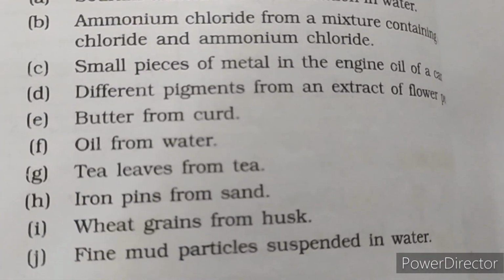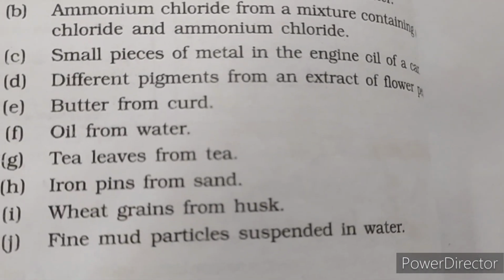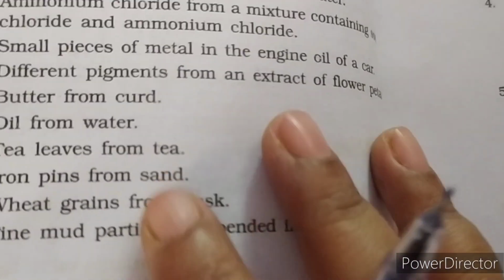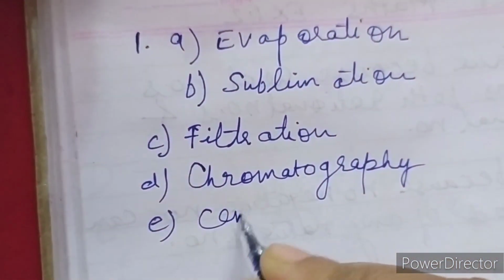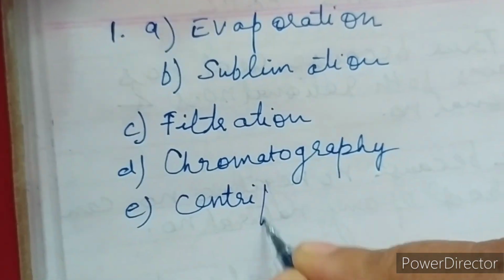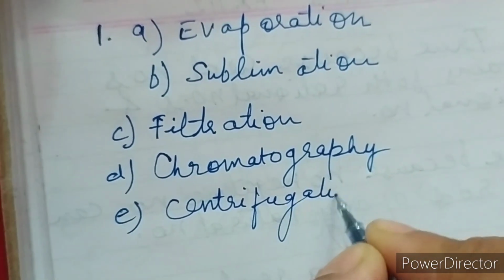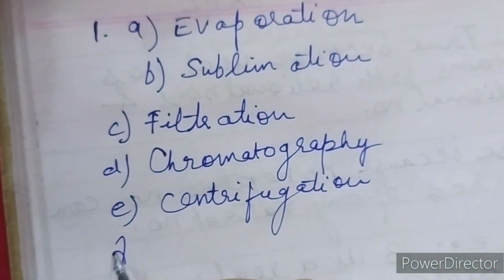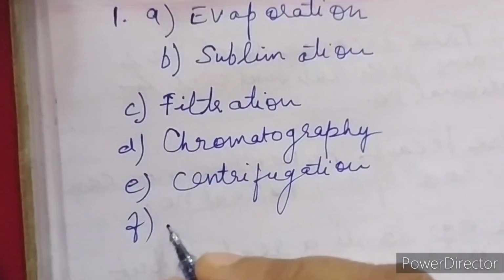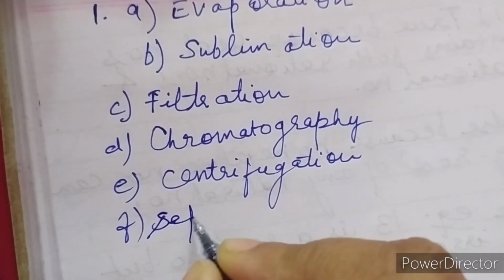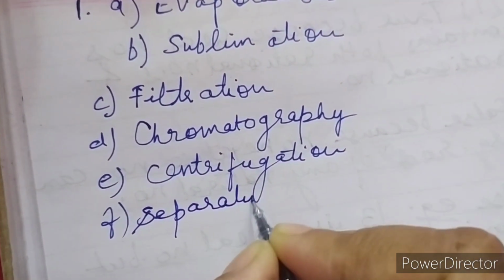Next is butter from curd, which is done by the centrifugation method, which is based on the densities of the substances. F, answer number F is oil from water, which is done by a separating funnel, because both liquids differ in their densities.